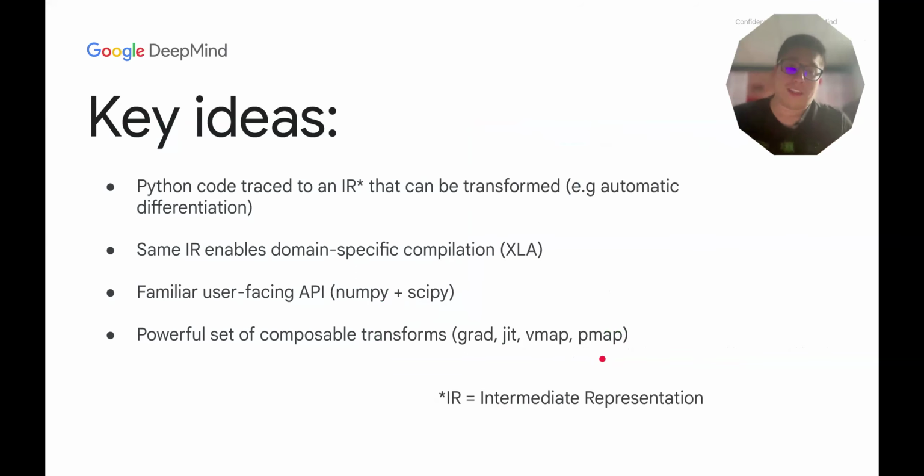So if you want to take anything from these few minutes of JAX, it is that Python JAX will transform your code into an intermediate representation that can be transformed. We're going to see a little bit how that happens in the next few slides. This intermediate representation enables domain-specific compilation.